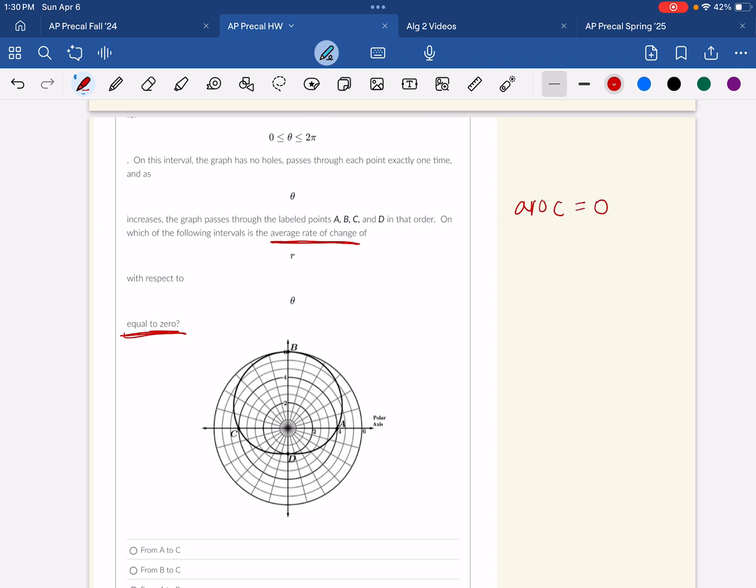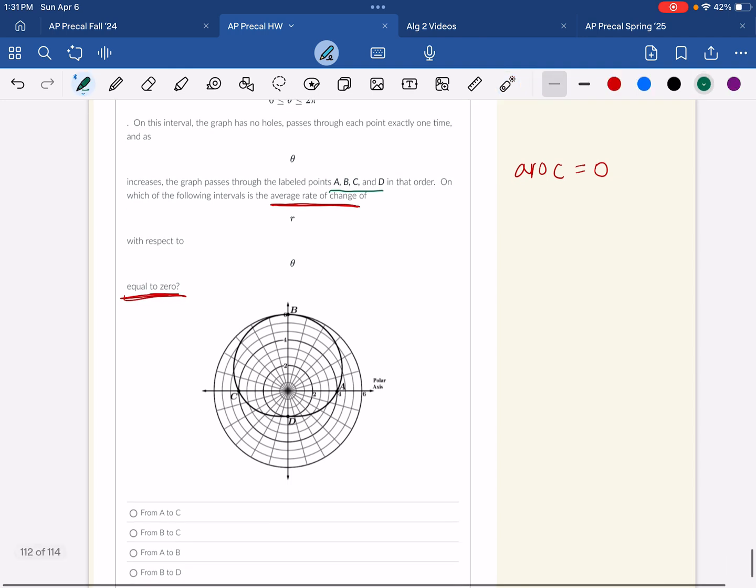Some other parts here that were important is that we are looking from 0 to 2 pi, of course, and that the graph is passing through A before it gets to B, and then I'm just kind of tracing these radius lengths, and then C, and then D, and then back to A.